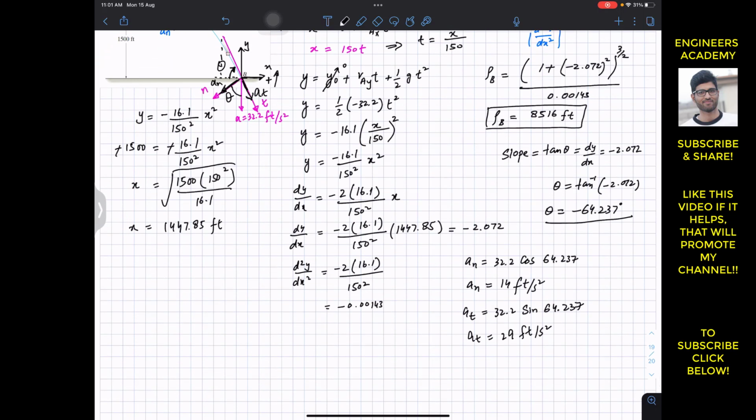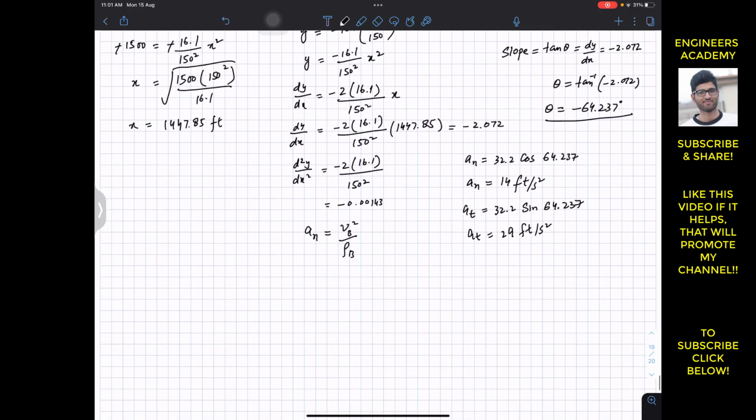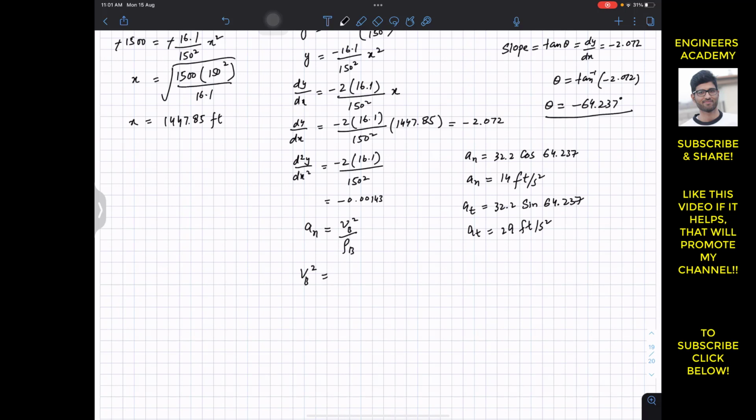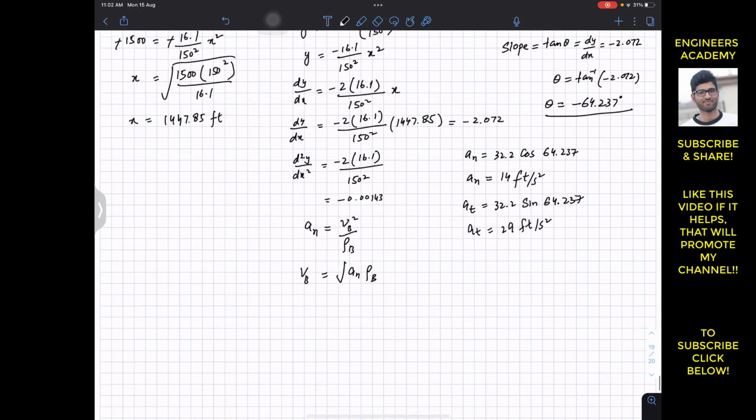So this is the solution of this particular problem, in which we were required to find the radius of curvature at point B and the normal and tangential components of the acceleration at point B. Now if someone asks us to find the velocity of this package at point B, we can find the velocity by applying this equation. Now we know an is vb squared divided by rho b. So we know an and we know rho b, so we can find vb squared. So vb squared will be equal to an into rho b, and if you want to find the velocity vb, we have to take the square root.